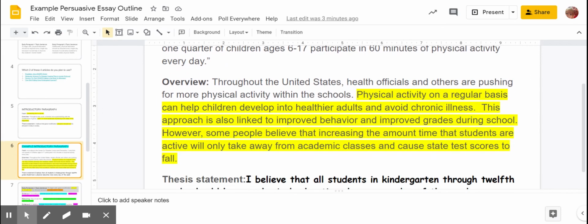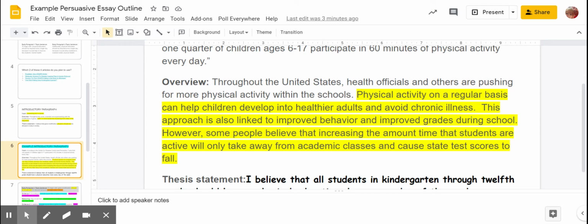Let me show you what that's going to look like. Here's my overview right here, right in the middle. Throughout the United States, health officials and others are pushing for more physical activity within the schools. That's pretty much the same as the sentence that I wrote for you. Now, I'm going to give you my reasons. Physical activity on a regular basis can help children develop into healthier adults and avoid chronic illness. This approach is also linked to improved behavior and improved grades during school. So I touched on both physical health and mental health there. And now I put the flip side, the opposite. However, some people believe that increasing the amount of time that students are active will only take away from academic classes and cause state test scores to fall.